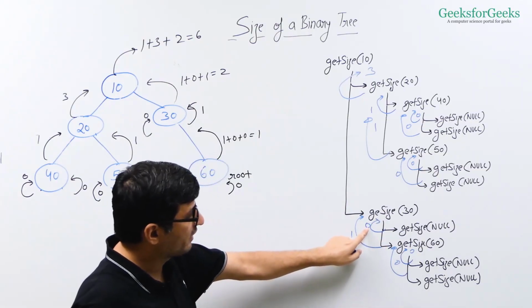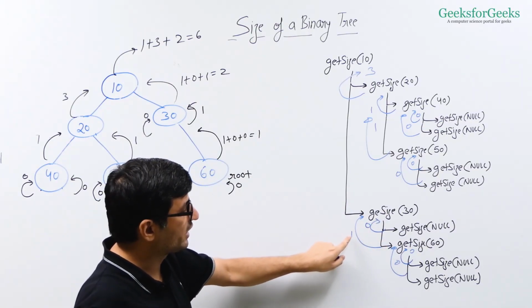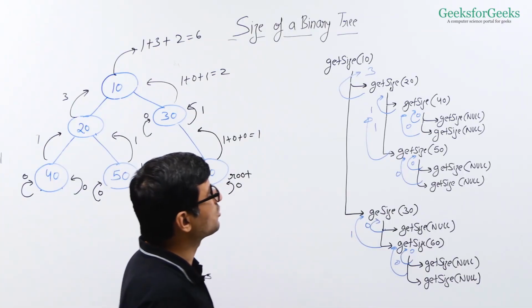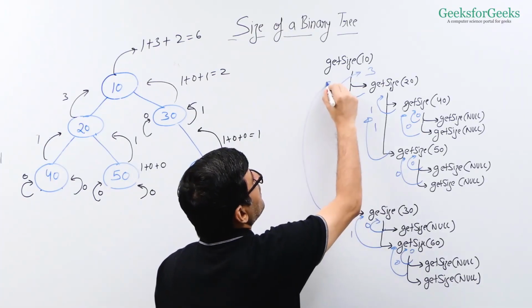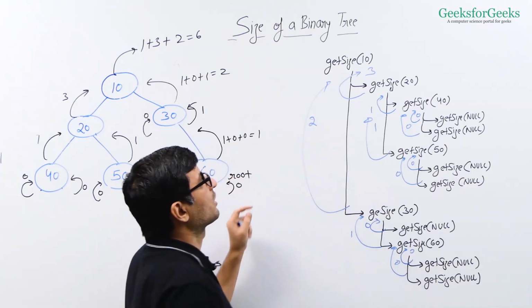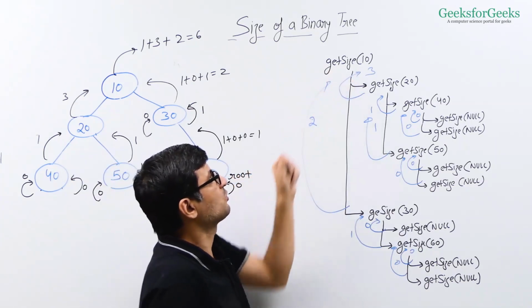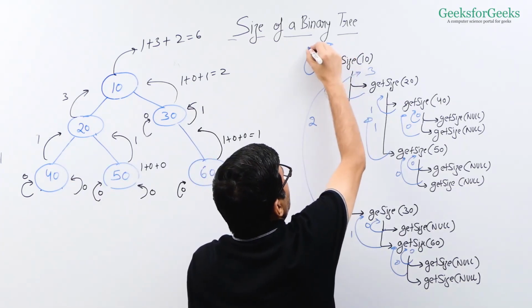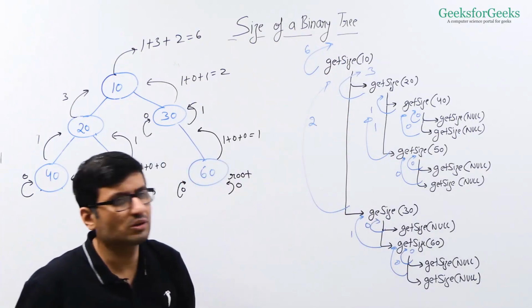Now what parent did, added 1 to 1 and 0. So 1 plus 0 plus 1, 2. So it returned 2 to its parent. What parent did, 2 plus 3 plus 1. So returned 6 to the caller, which is your final output.